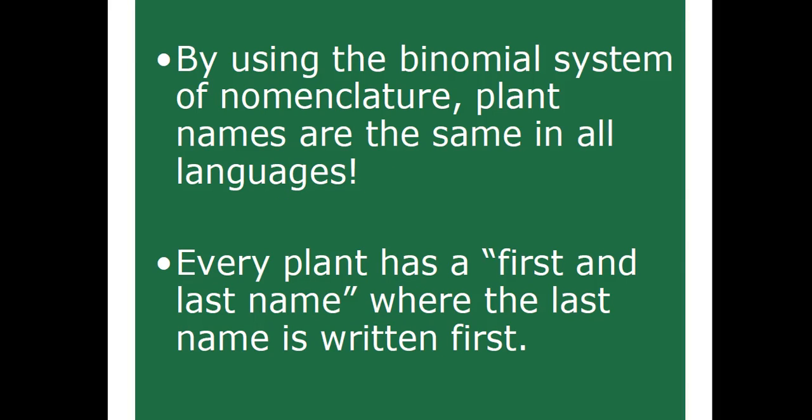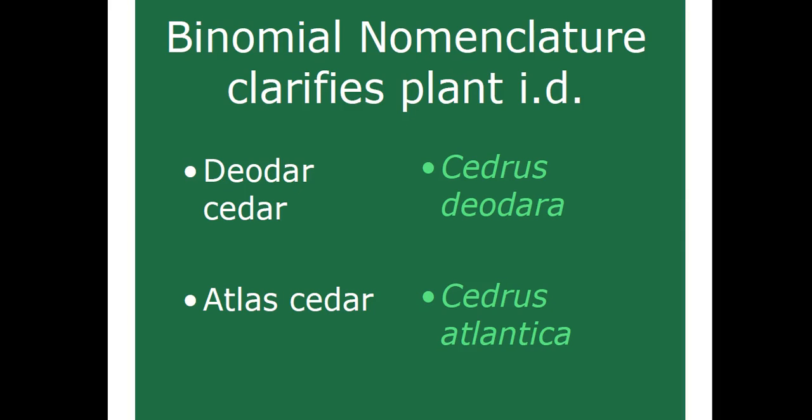So by using this binomial system of nomenclature, plant names are the same in all languages. It's universal. And every plant has a first and last name, where, as I've described before, the last name is written first. So the genus I often consider to be kind of like the last name, and the species is the specific epithet, or much like a first name. So binomial nomenclature clarifies plant identification.